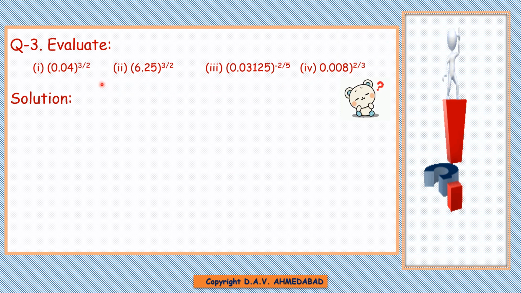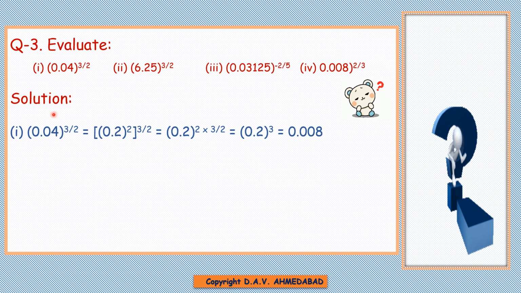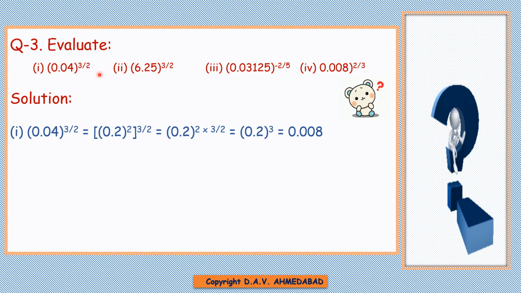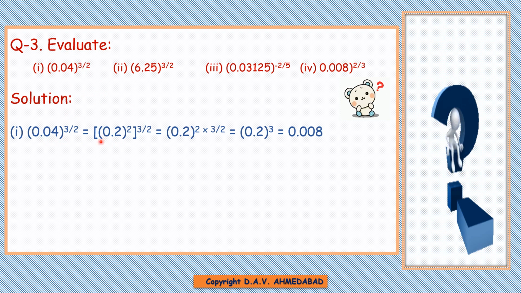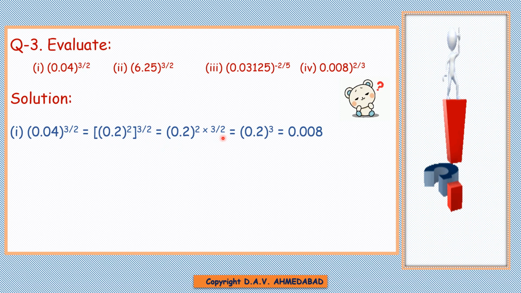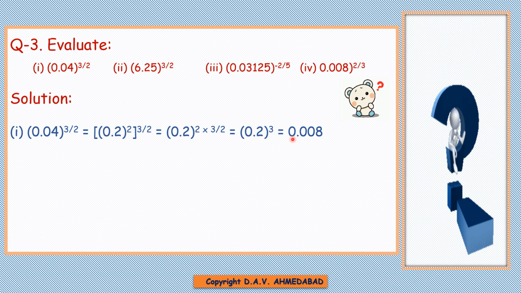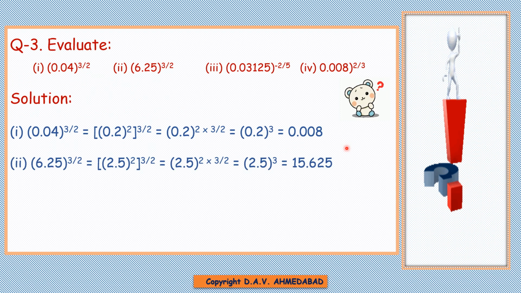Now third question is evaluate 0.04 whole raised to the power 3 by 2. Again, this is simple and we need to do the same way. 0.04 can be written as 0.2 square, then 2 cancelled. So 0.2 whole cube, and 0.2 cube is 0.008.